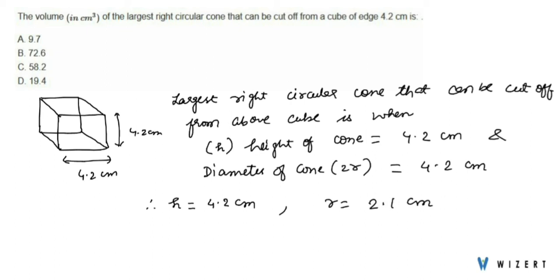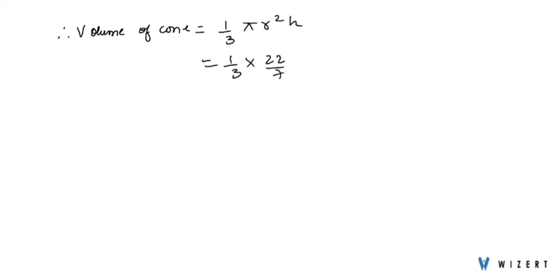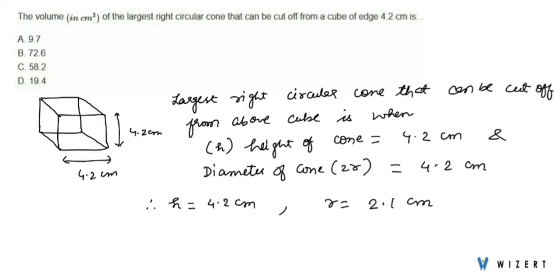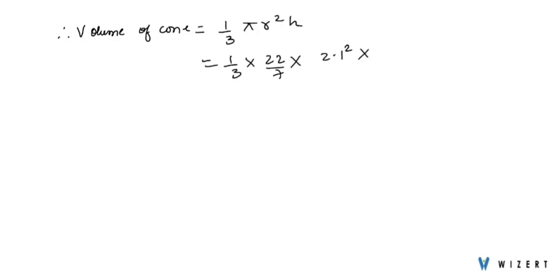Now what we have to find out is the volume of the largest right circular cone. Therefore if we know radius and height, then we can say that the volume of cone is equal to 1 by 3 pi r square h. Now let us substitute the value of pi as 22 by 7, the radius as 2.1 centimeter and height as 4.2 centimeter. Now the unit of volume is centimeter cube. So after solving this, we will get 19.4 centimeter cube.